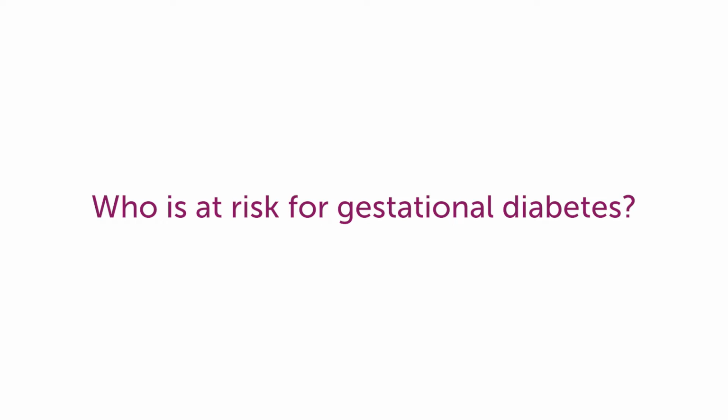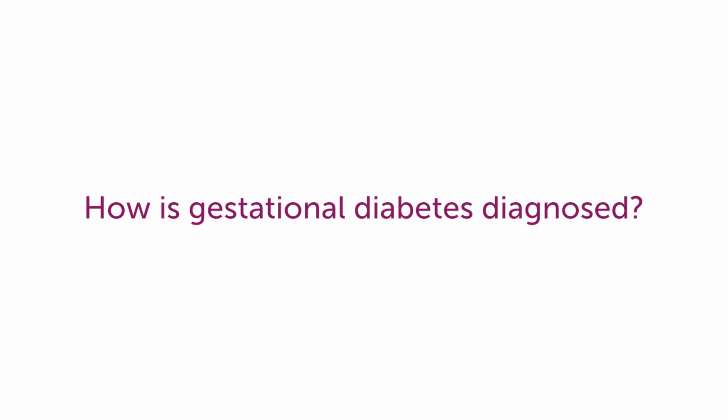Who is at risk for gestational diabetes? Women that have obesity at the beginning of pregnancy, women that have a family history of type 2 diabetes, advanced maternal age after age 40, as well as a history of polycystic ovarian syndrome, and certain ethnicities have a higher insulin resistance.